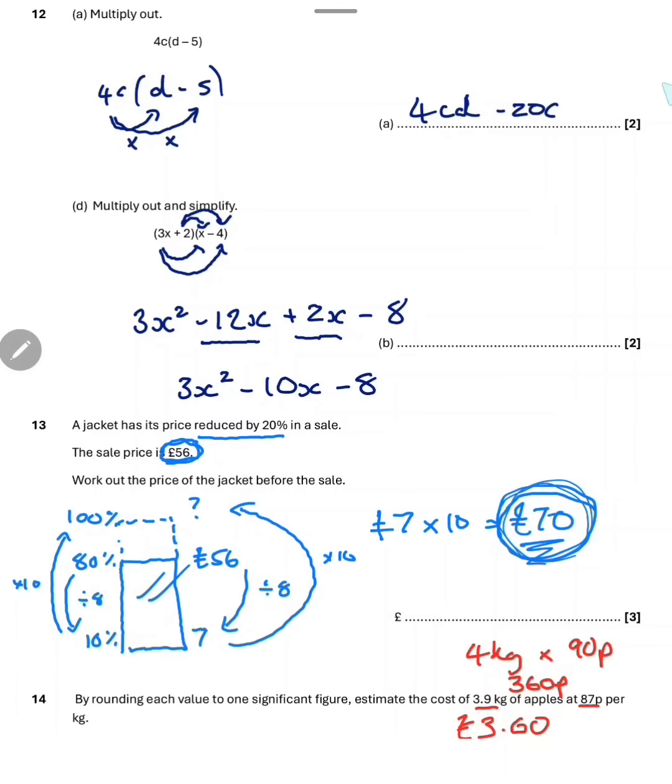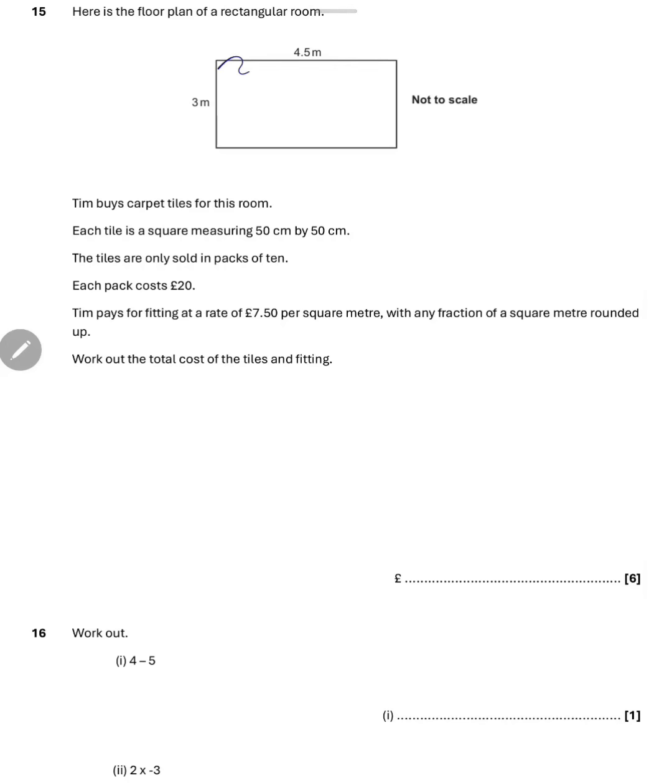There's your final answer. Question 15, we've got quite a meaty area question to do. We've got a floor plan of a room. My mate Tim's buying some carpet tiles, and each tile is a square that measures 50 by 50. I'm going to stop straight away because this is centimetres in the question, and then up here we've got metres.